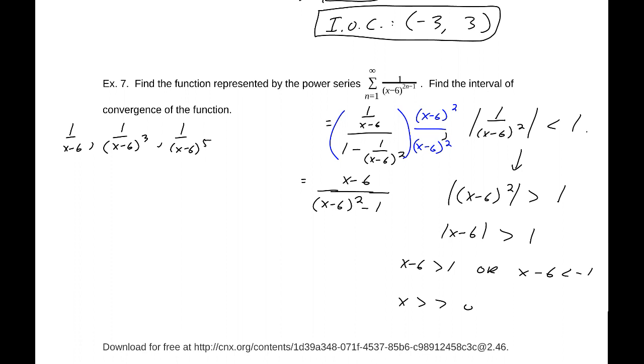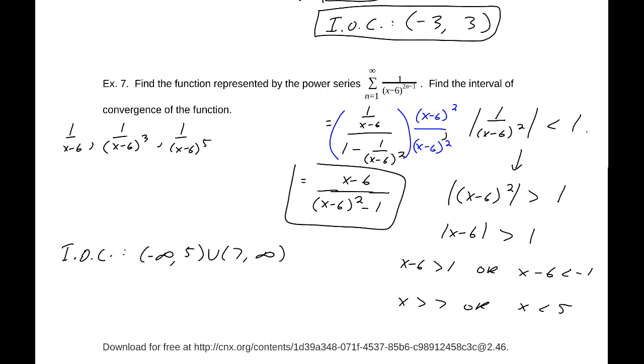So x is greater than 7, or x is less than 5. So our interval of convergence is -infinity to 5 union 7 to infinity. I believe this is the only time we've had this so far. But this function is only valid as long as you are less than 5 or greater than 7. It has to do with the reciprocal why it does that. So be on the lookout for weird things that can happen.